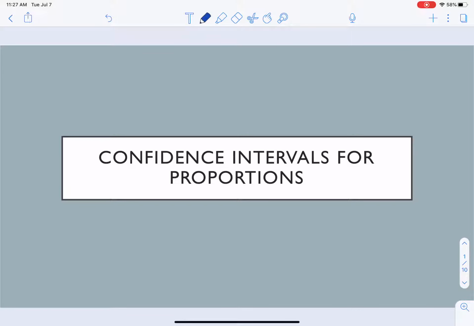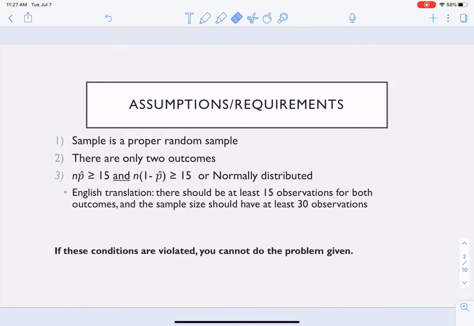Right, here we are. Confidence intervals for proportions. Let's get into it. In the last video we were just talking about confidence intervals in general, how they behave, what they are, and what they do. But now let's actually get into it for this specific situation, with proportions.